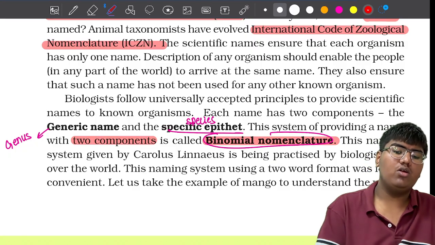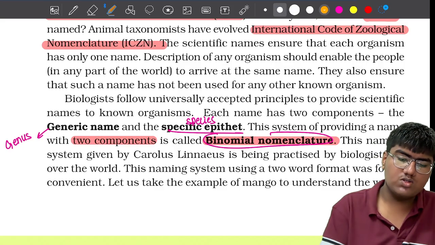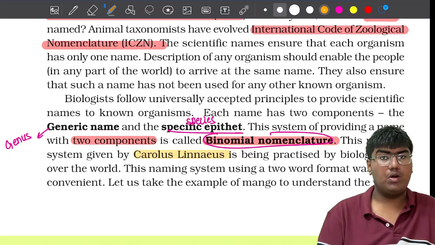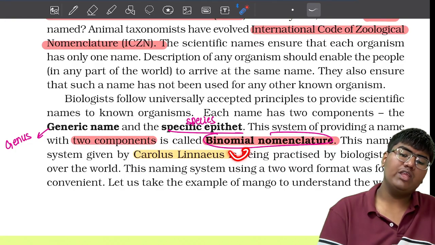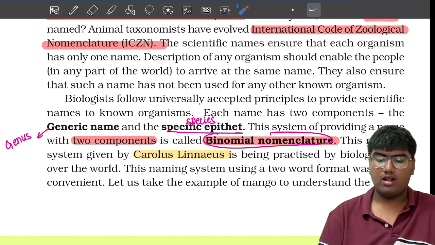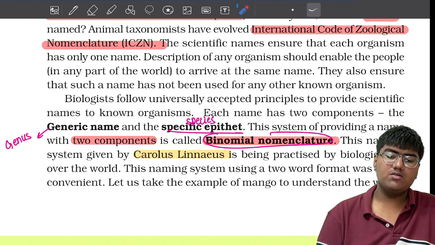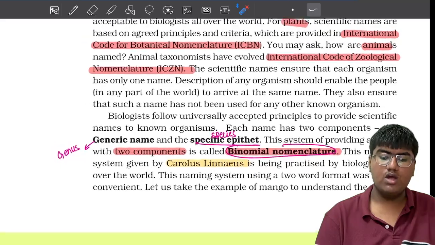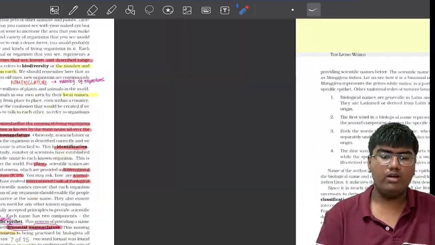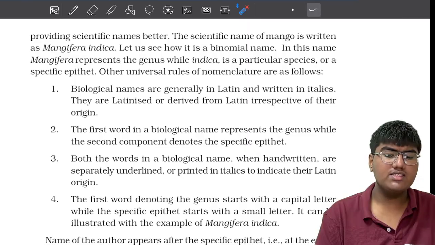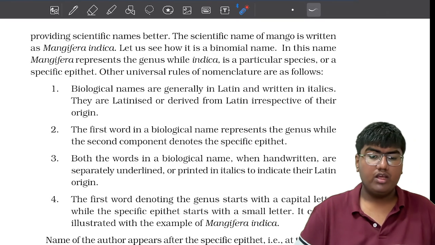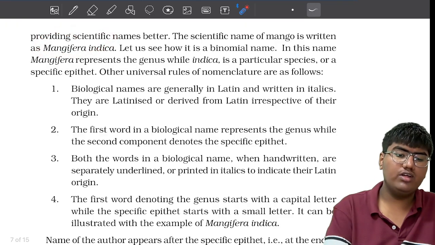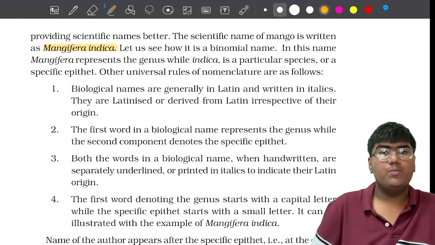This naming, binomial nomenclature, was given by a scientist called Carolus Linnaeus, and it is being practiced by biologists all around the world. This naming system, using a two-word format, was found convenient, so it is being used. Now let's see an example of mango to understand scientific names better. The scientific name of mango is written as Mangifera indica. This is the scientific name of the mango, Mangifera indica.